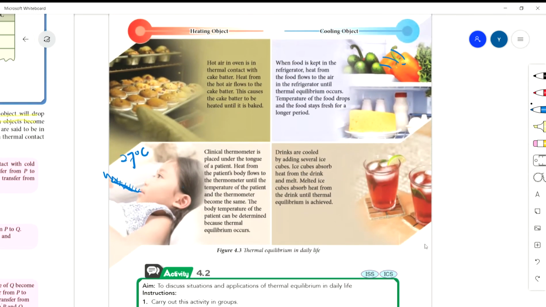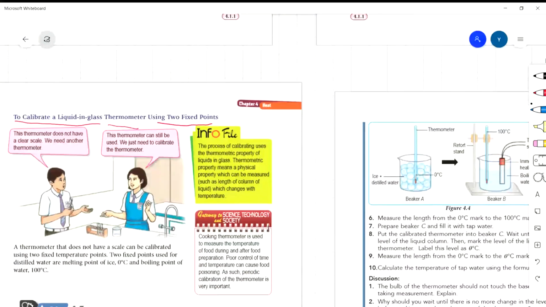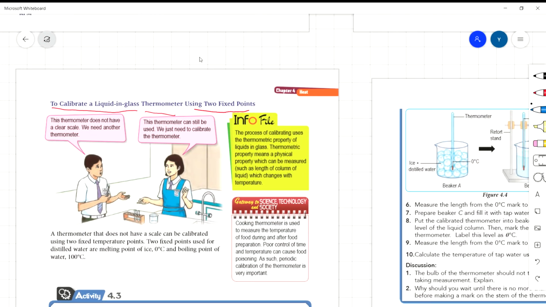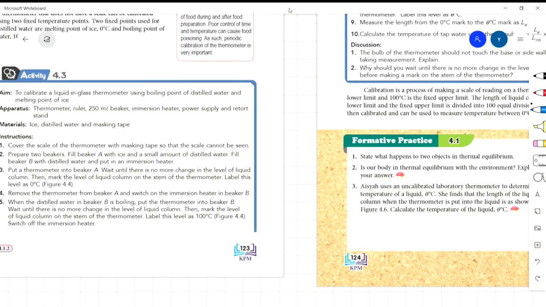Alright, the last part is called how to calibrate, to calibrate a liquid gas thermometer using two fixed points. What is meant by to calibrate? Calibrate ni kita perbetulkan lah, menentukur. Kita betulkan. So please read this part, pages 123 and 124.